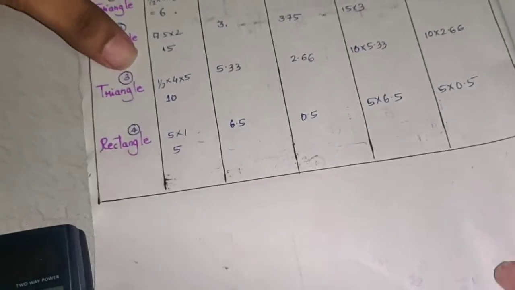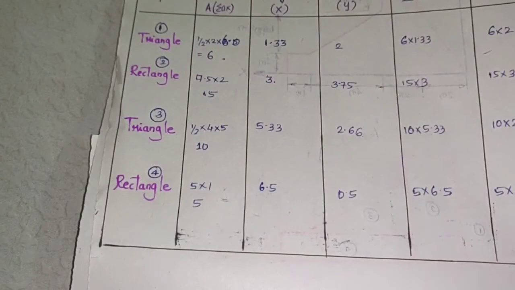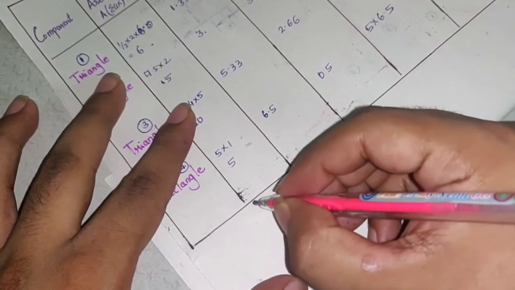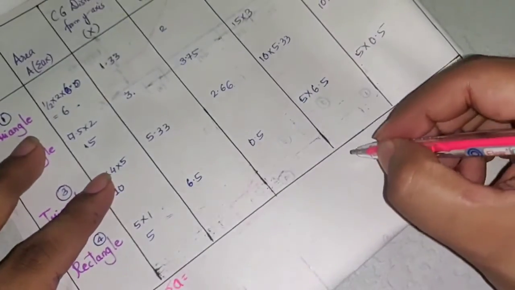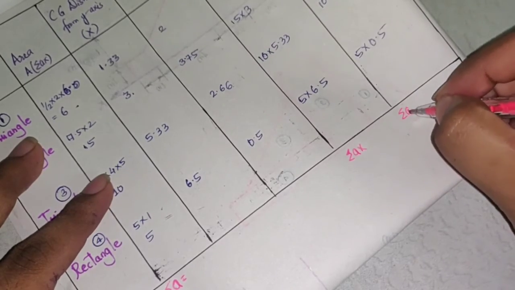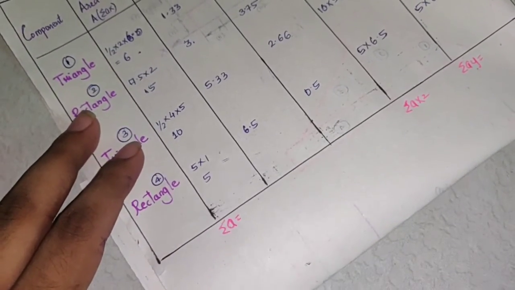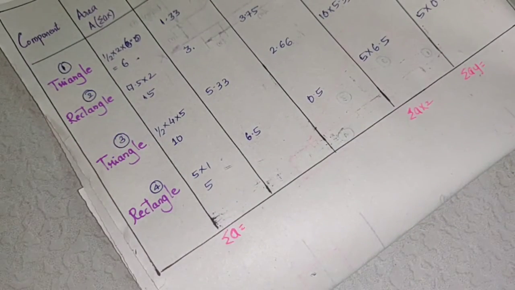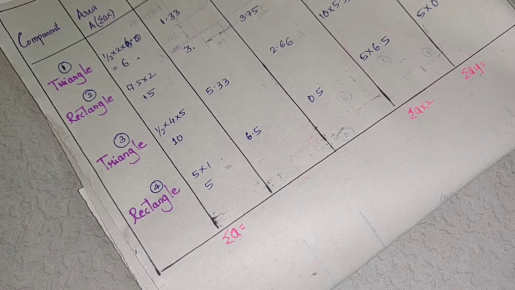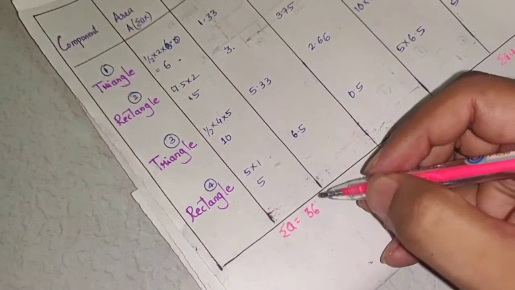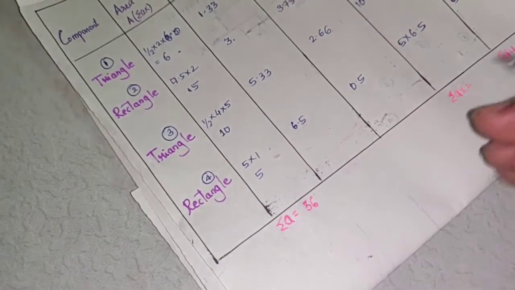Now once we have calculated this table, the next step is you have to calculate summation A into x and summation A into y. Summation A is 6 plus 15 plus 10 plus 5, which is 36. So the total area is 36.